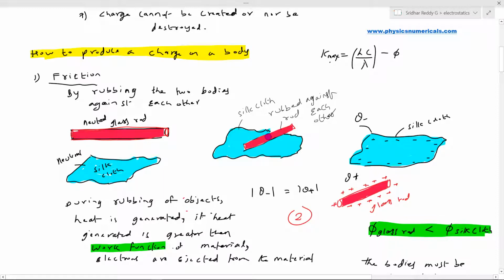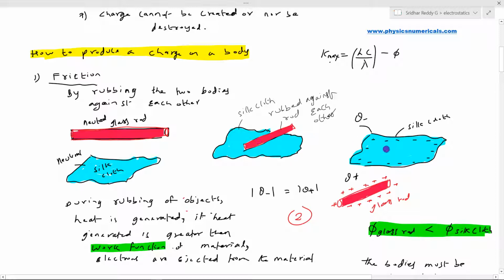I have to spend some energy. I have to spend my mechanical energy. Where does this mechanical energy go? It is converted into heat. This heat generated, if it is equal to or greater than the work function of the material, then the electrons gain energy from this heat. And when the energy of an electron becomes greater than the work function of the material of a body, they will jump out, they come out of that material.